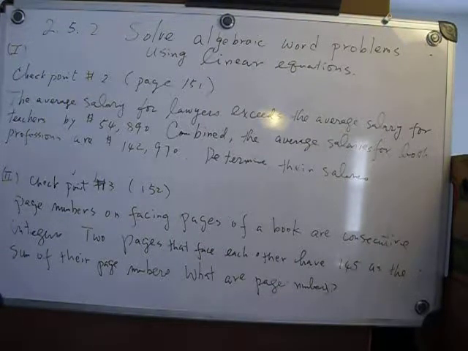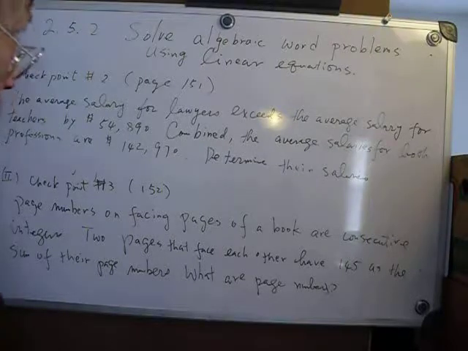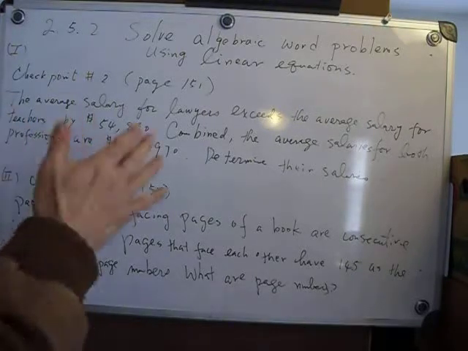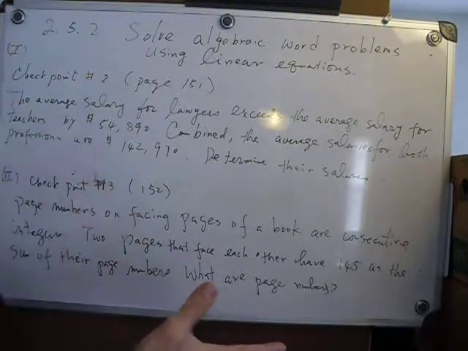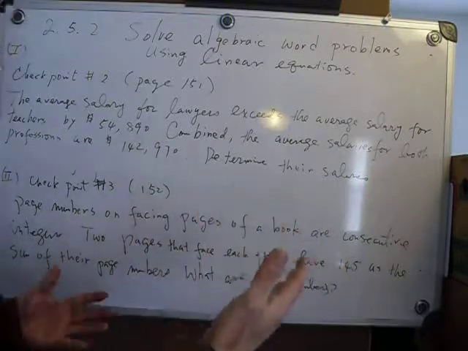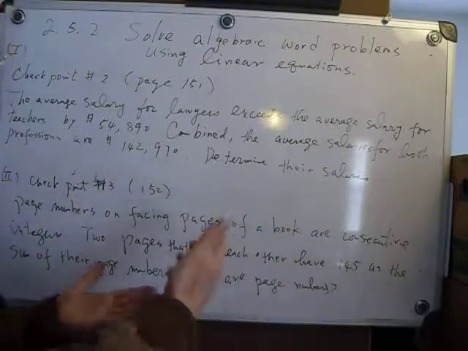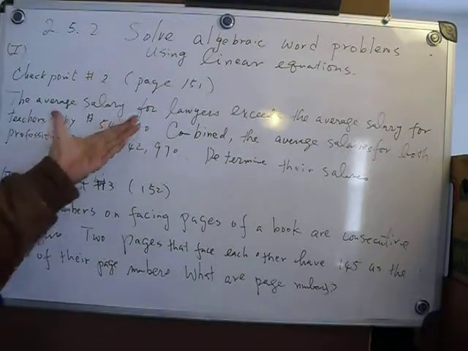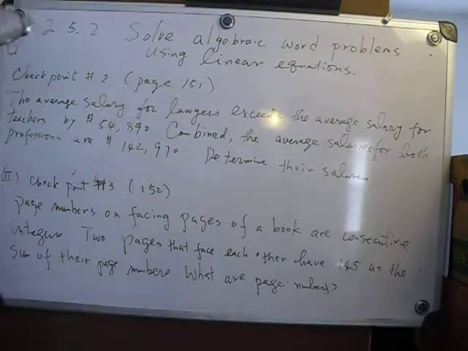Okay, now in this section 2.5.2, we are into solving algebraic word problems using linear equations. So we need to get into the word problem, doing the translation of English phrases or English sentences into expressions or equations. And you need to have a little basic English background in order to translate, to understand the problem.